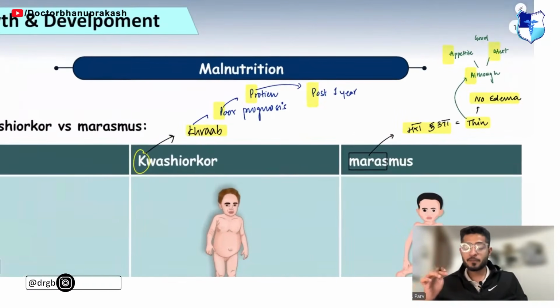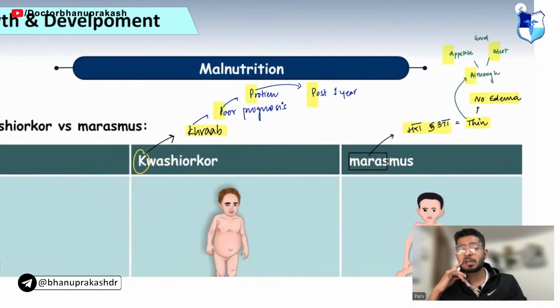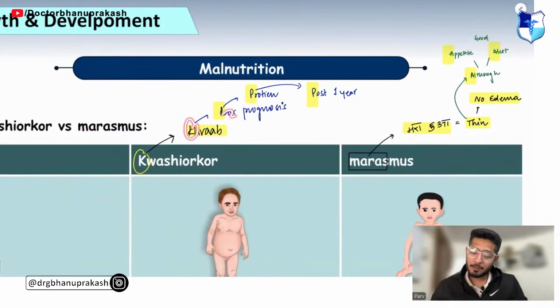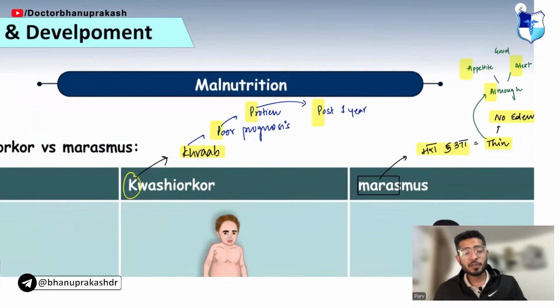So please remember kwashiorkor, K for kwashiorkor, K for kharab. What do you mean by kharab? Kharab means there is poor prognosis, and from P, poor prognosis, you can remember P for protein. So K for kwashiorkor, K for kharab. Kharab means poor prognosis, P for poor prognosis, P for protein, and you can remember post 1 year. So this is the chain which you have to remember.